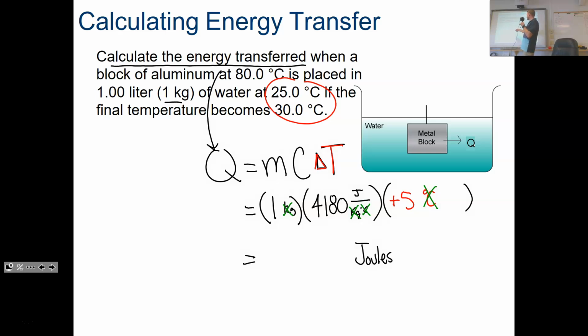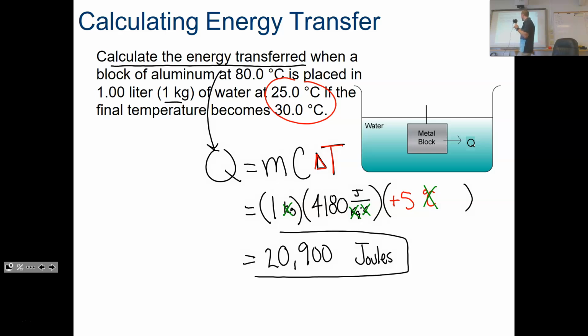If you take 1 times 4180 times 5, you get 20,900, or 21 kilojoules. That's how much energy has transferred. That block gave away 21 kilojoules to the water in cooling down.